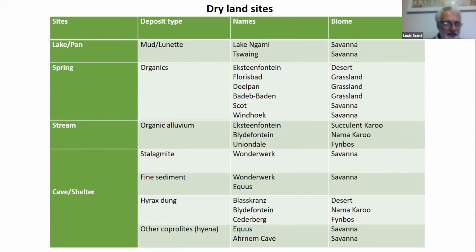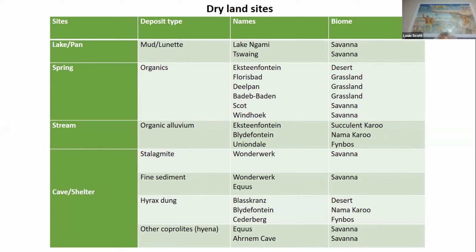So this is a list of a number of sites. You can see we've got quite a few different types of sediments that we can use. There are unfortunately very few lakes. I've listed there two, Lake Ngami and Tshwane. I'll just briefly say something about that. And there's spring organics, where lots of work is being done. And then stream deposits, sometimes the streams and the spring deposits are sort of mixed. And then, of course, cave deposits.